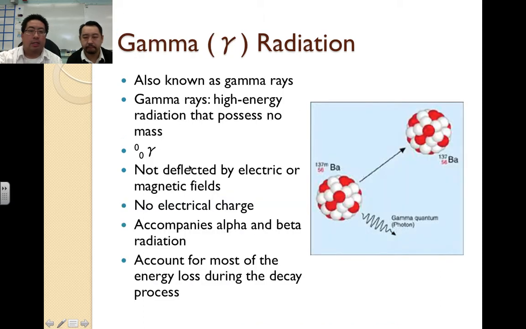Right. The last form of radiation is gamma radiation, also known as gamma rays. Gamma rays are high-energy radiation that possess no mass and are not attracted to either positive or negative fields. These are the dangerous parts of radiation. It's usually associated with all types of radioactive decay. It's shown by the symbol with 2 zeros, because it's massless, and then the lowercase gamma symbol in the Greek alphabet. It has no particle associated with it, so it has no electrical or magnetic charge. And it's associated with most of the energy loss during a radioactive decay process. Yeah, that's true.